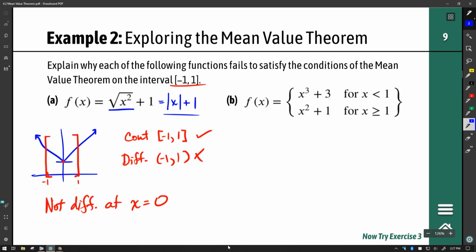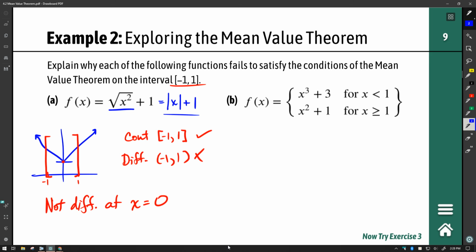Now let's move over to part B. Here's a piecewise defined function. To the left of 1, we have the rule x cubed plus 3. To the right and at 1, we have the function x squared plus 1.